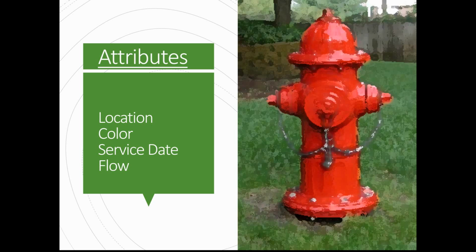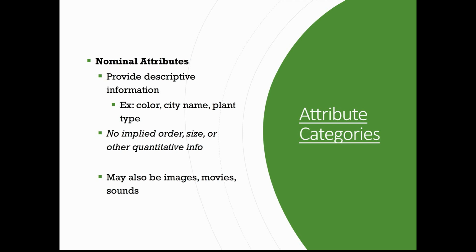The position, color, service date, and flow will be stored as one row in an attribute table that will contain 4 columns because there are 4 descriptors for this fire hydrant. Attributes can store all kinds of different descriptive information. However, depending on the descriptive information stored in each attribute, some properties are implied. So some operations are permitted, and other operations and properties are not allowed and not applied respectively. We could break attributes down into 4 categories: nominal, ordinal, interval, and ratio.